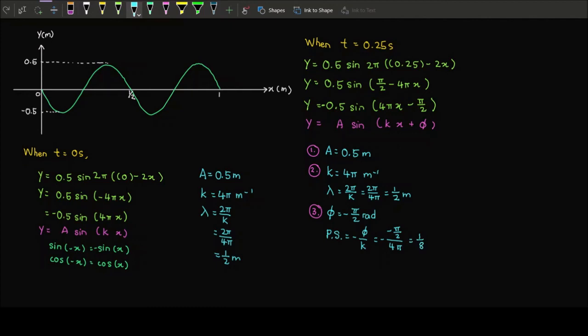Your answer will be, up here this one is radian, down here is per meter, so your answer will be in meters. So what does this mean? For here, you have to shift to the right because it's 1 over 8. There's no negative, which means you start at 1 over 8 meter. Okay, 1 over 8 meter is here. So you start at 1 over 8 meter here. You shift this much to the right. Okay, so that's the phase shift.